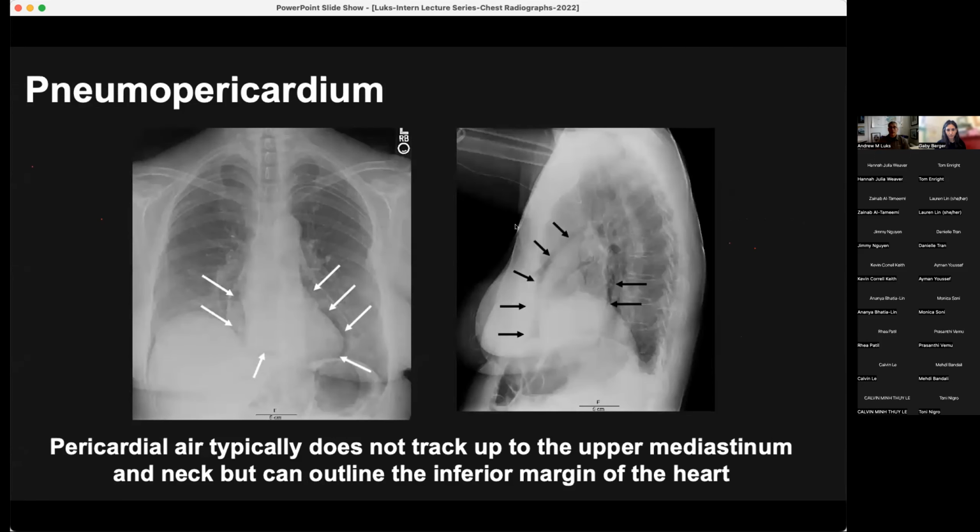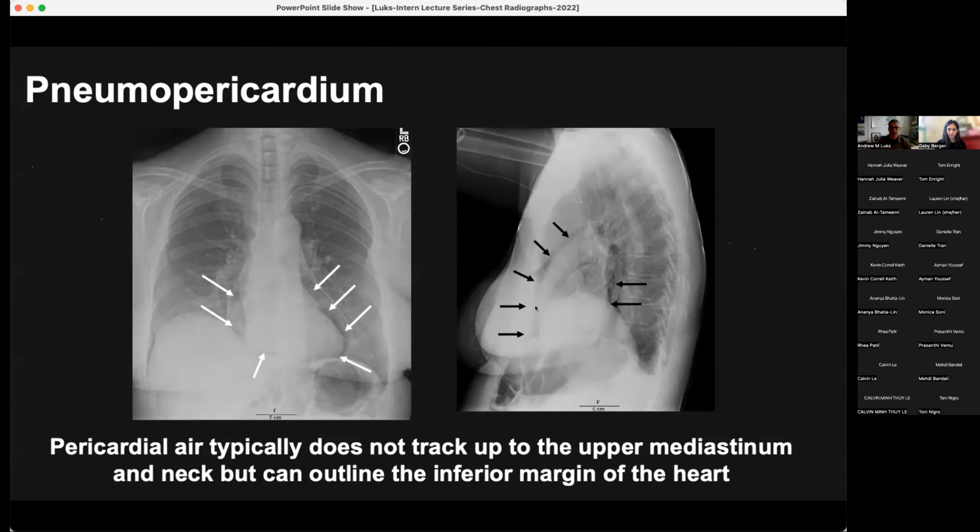Now, pneumopericardium can look a lot like pneumomediastinum. You're going to see air along the sides of the heart as we did in the previous film. The way you can distinguish pneumopericardium from pneumomediastinum is that often, although not always, the air will not track up through the upper portions of the mediastinum into the soft tissues of the neck and the chest wall. And with pneumomediastinum, you can often see the air extending underneath the heart. So you'll see a rim of lucency in the inferior margin of the heart as you do here.